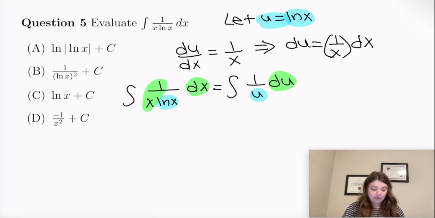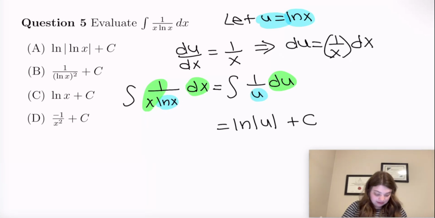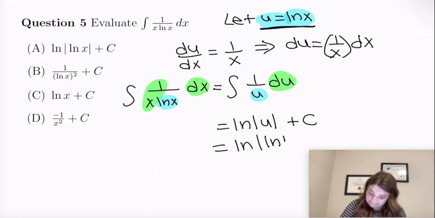Okay, and now with that out of the way, let's actually take this integral. So if I take the integral, I'm going to get ln u plus c. And then I'm going to replace u with, we remember u is equal to ln x, so I'm just going to replace that back. And so this is ln of ln x plus c. And so therefore the answer is the first one, which is answer A.